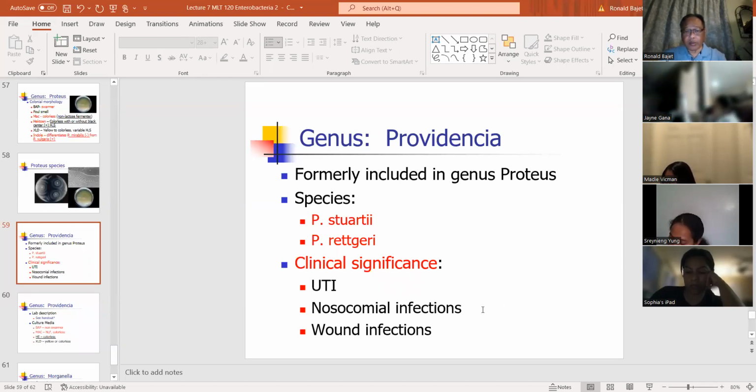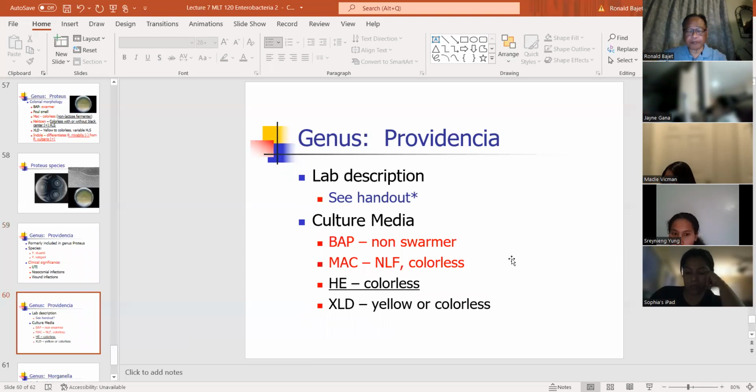Providencia, 2 main species, Providencia stuartii and Providencia rettgeri, clinically significant on a urine culture causing urinary tract infection, and present in nosocomial infection and wound infection. So Providencia can be important, like I said, in UTI, stuartii and rettgeri. The handout again is the flowchart. So on blood, Providencia is a non-swarmer. It's just a regular gray colony.